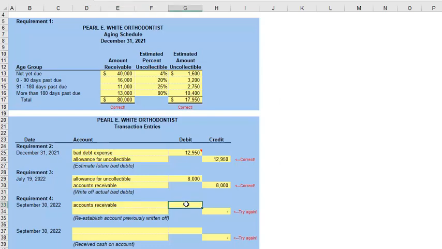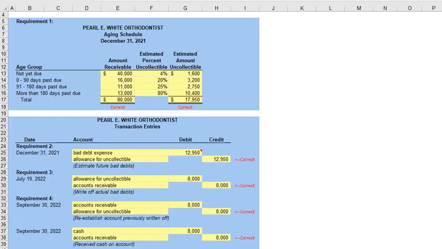So we're going to come in here and we're going to have a debit to accounts receivable of $8,000, and we're going to have our allowance for uncollectibles. We're going to add back that $8,000. Now we need another piece of this journal entry, and that is to recognize the cash that we're actually receiving. We're going to be receiving cash with a debit of $8,000, and we're going to be paying off our accounts receivable in the same amount of $8,000.